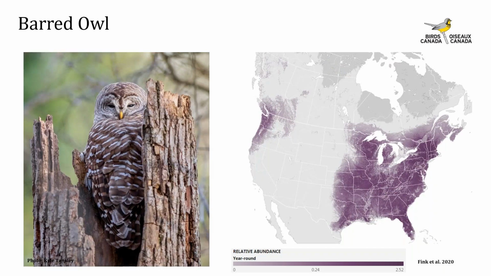The barred owls are increasing their range in North America, especially in the Pacific Northwest. There, it's hybridizing with the critically endangered spotted owl, and that's greatly affecting the recovery efforts for the spotted owl. However, in their eastern range, their numbers are declining due to the loss of old-growth forests.